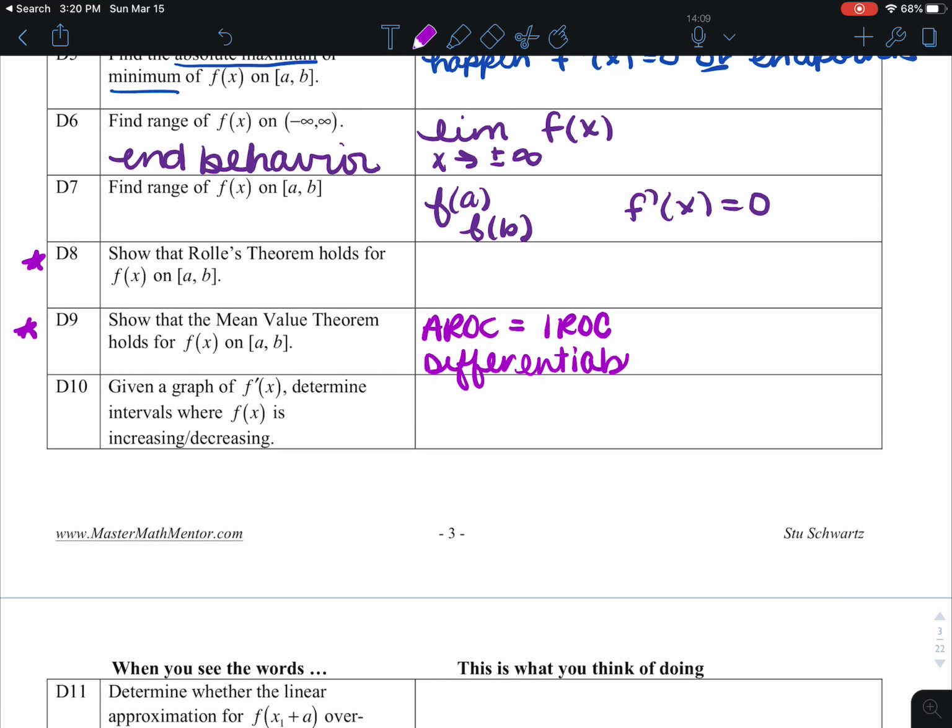Let's see if I can spell this right. Probably not. I'm really sorry. Things don't change. I can't spell.